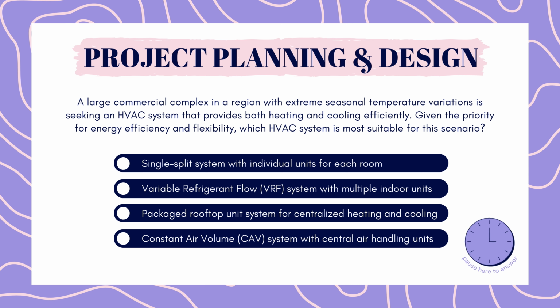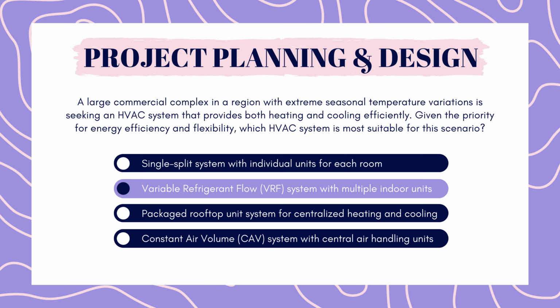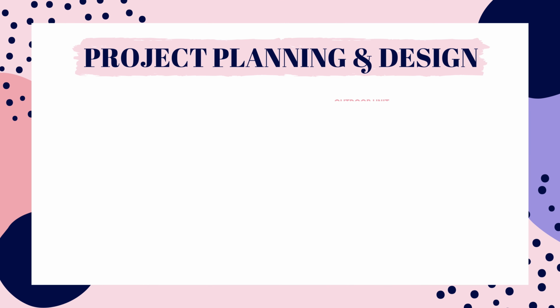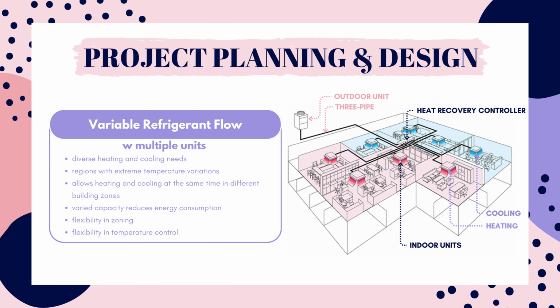And the answer is variable refrigerant flow system with multiple indoor units. A VRF system is well suited for buildings with diverse heating and cooling needs, especially in regions with extreme temperature variations. This system has an outdoor unit that contains a compressor that is able to vary speeds based on the needs of the indoor units.